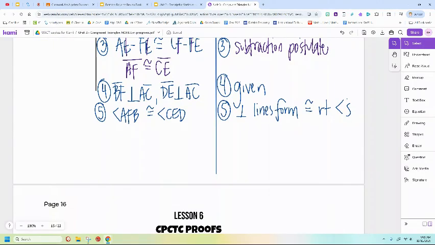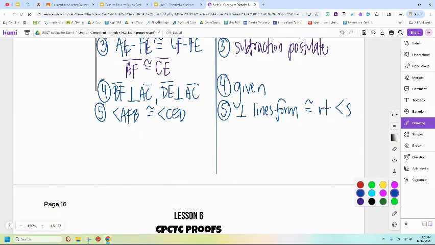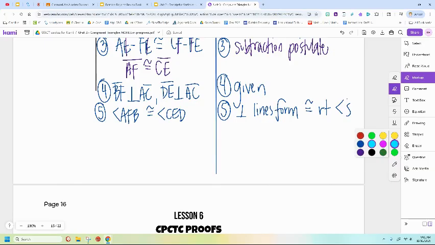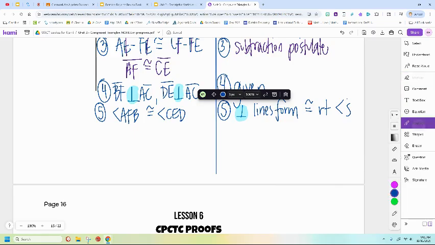Pause the video as needed if I'm talking too fast or you need to pause and write things down or look back and make sense of what you just did. So something that's helpful is, do you see how there's a perpendicular symbol here and a perpendicular symbol here and a perpendicular symbol here? If I have perpendicular given to me, I have to use perpendicular on the statement side because there's a conclusion to be made.